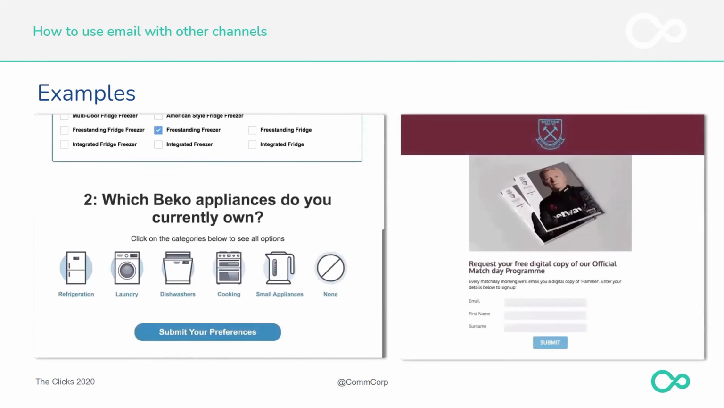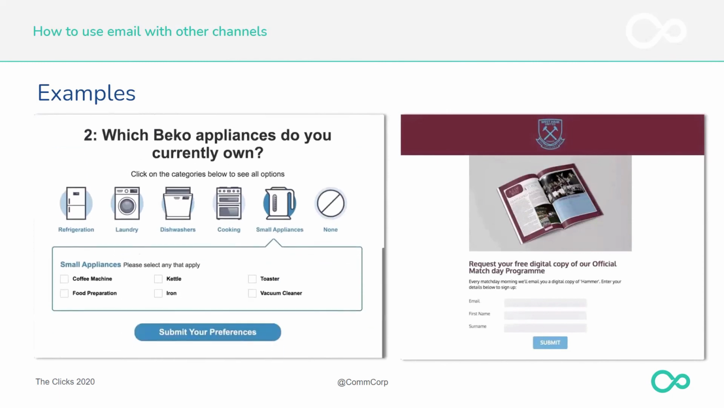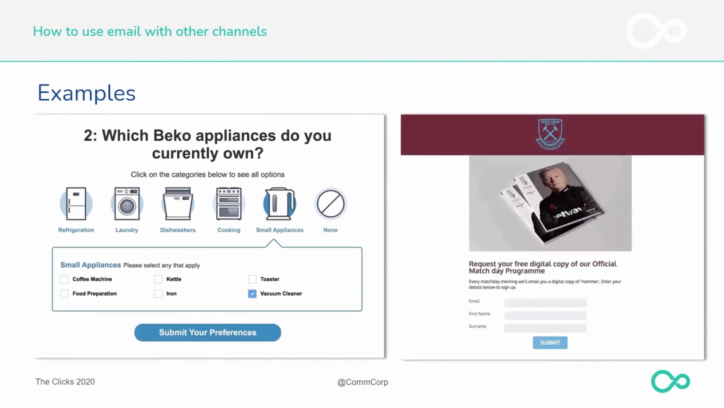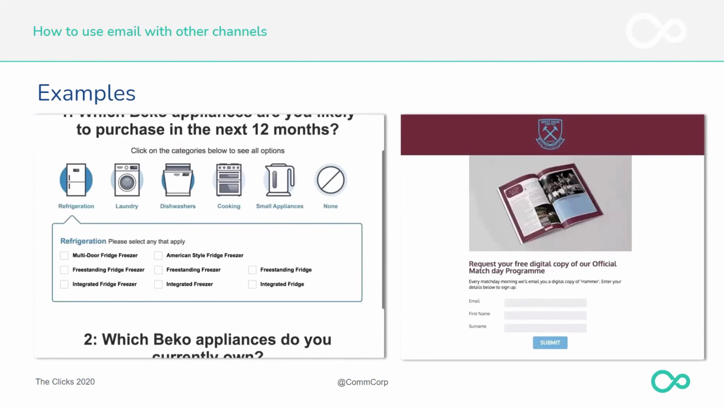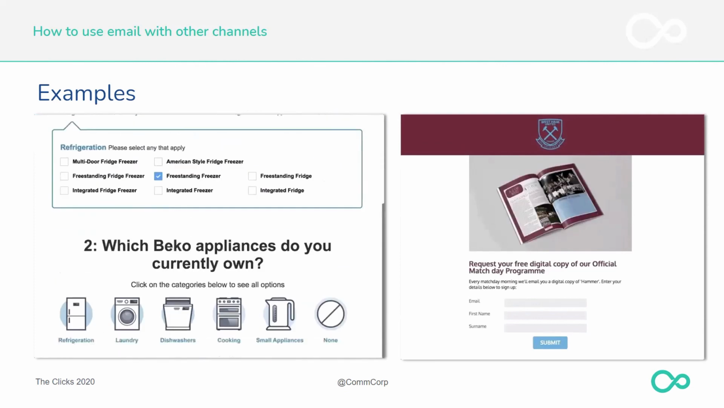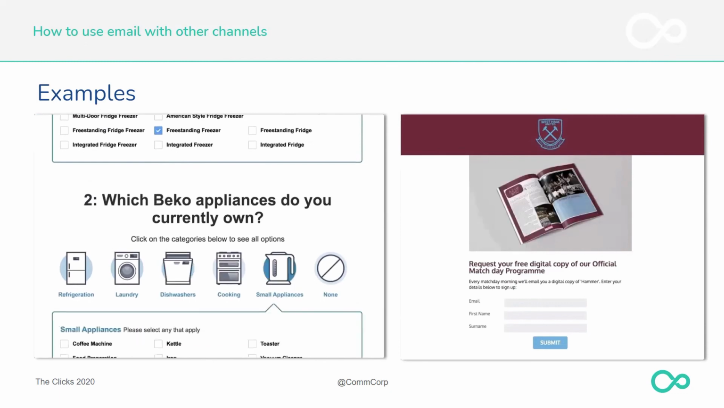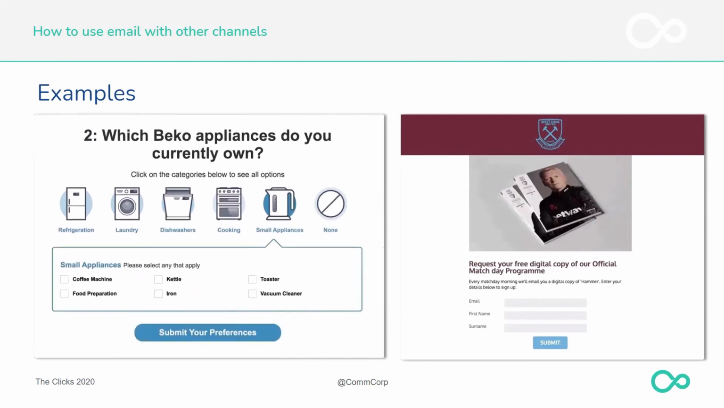And I mentioned gated content as well. So this is another great example here, but it targets the ability to specifically receive a match day program. But a similar example of that could be leveraged and used for gated content, like I mentioned before, for a business-to-business setting.